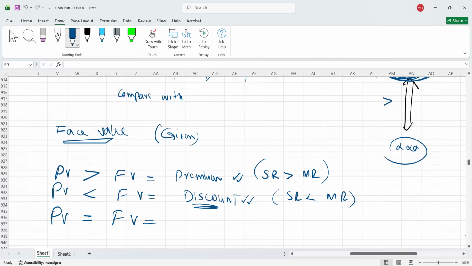Okay, so when will present value be equal to the face value? If present value equals the face value, it means bonds are being issued at par. So when will this situation arise? When stated rate will be exactly equal to the market rate. So this is how you will calculate the market value of bonds, or even the amount of premium or discount. Is that clear? Any questions so far?